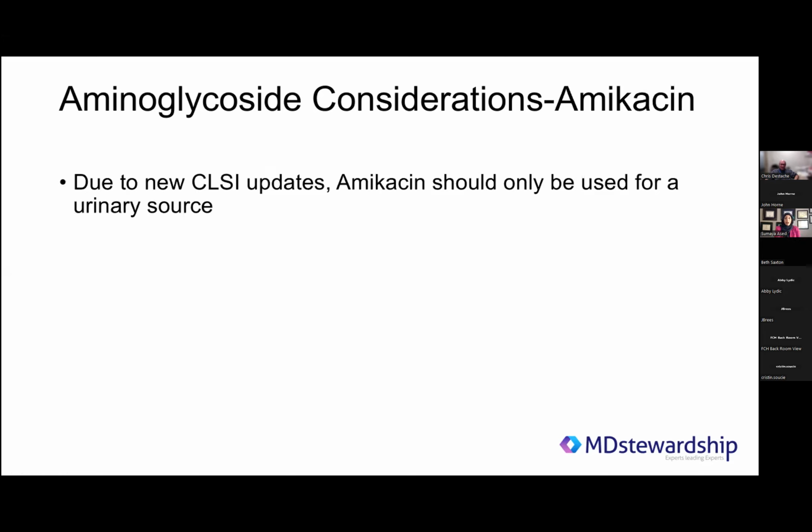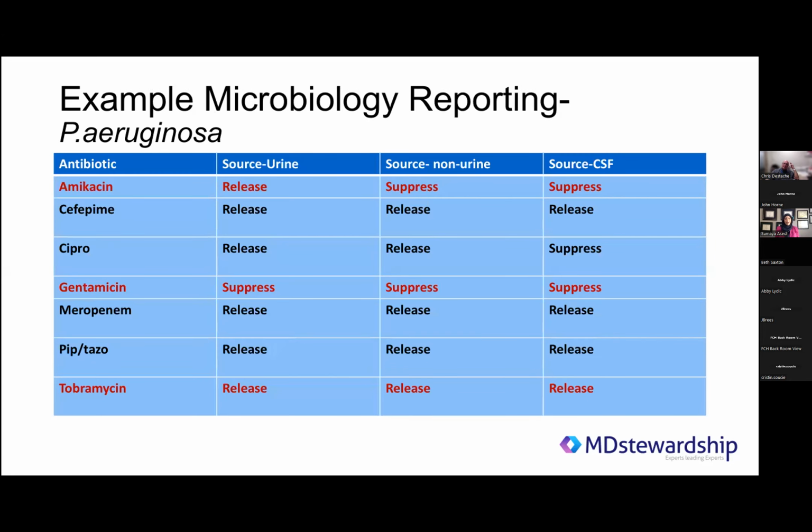And then another aminoglycoside update is amikacin. So I kept saying replace Gent with Tobra specifically because we cannot use amikacin instead of Gent. It should only be used if there is a suspected urinary source. So I just have an example here if we are looking at a susceptibility report and how we want to change it. I divided it out by if we know that Pseudomonas is from a urine versus a non-urine versus a CSF. So again, amikacin, the red is kind of the updates.